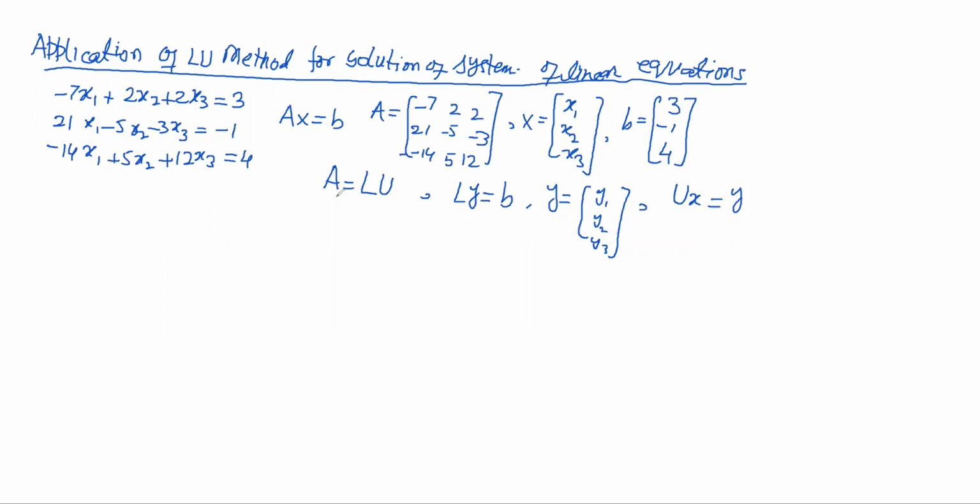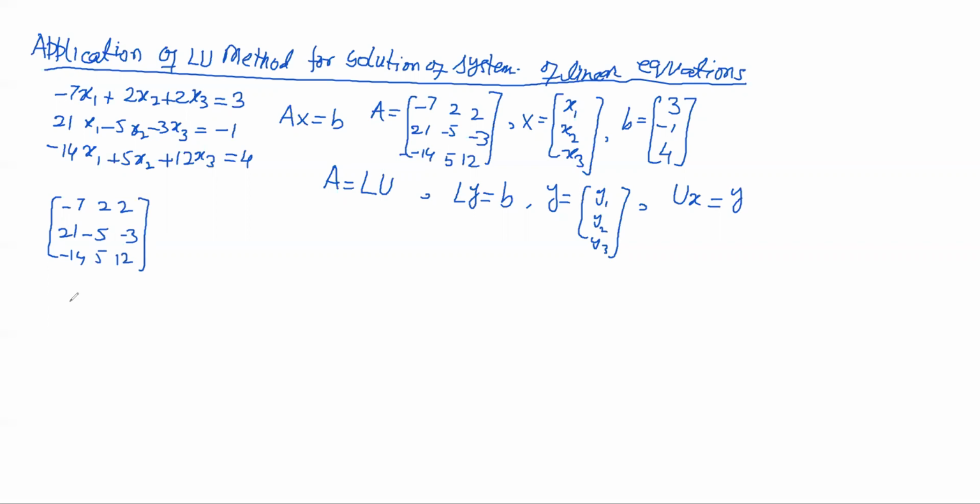Okay, so therefore, our job now first is to decompose this matrix A into L and U components. So for this, we can apply the algorithm: minus 7, 2, and 2, 21, minus 5, and minus 3, and then minus 14, 5, and 12.